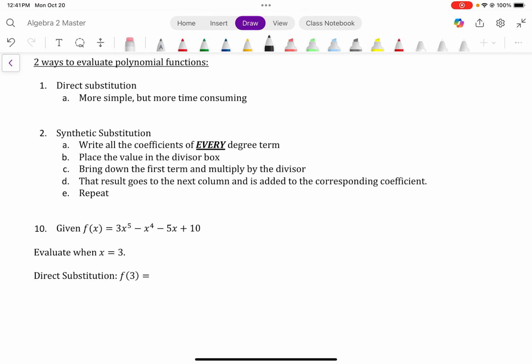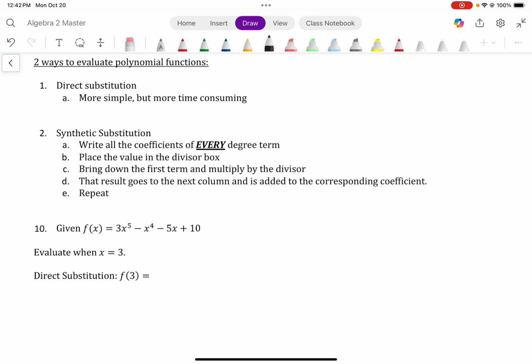In this video, we're going to start talking about evaluating polynomial functions. There are essentially two ways. We have the direct substitution method, which is the easier to understand process, but it generally takes a lot more time and effort. And then there's the synthetic substitution, which is a little bit more involved, but if you understand that process, it goes very, very quickly.